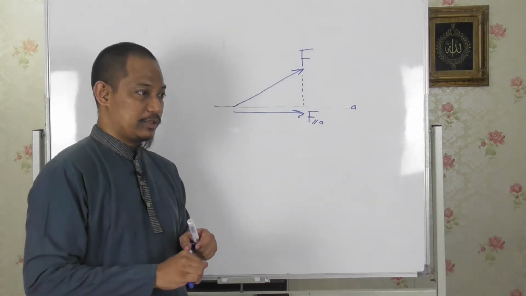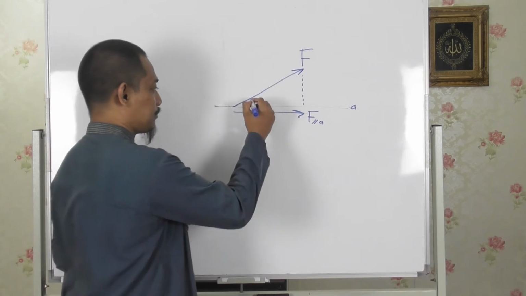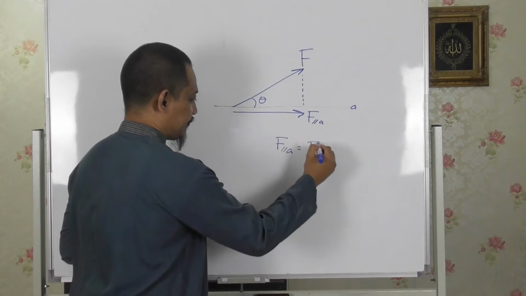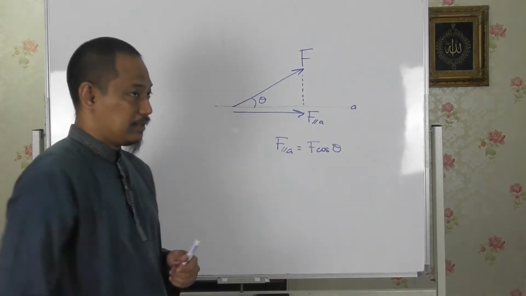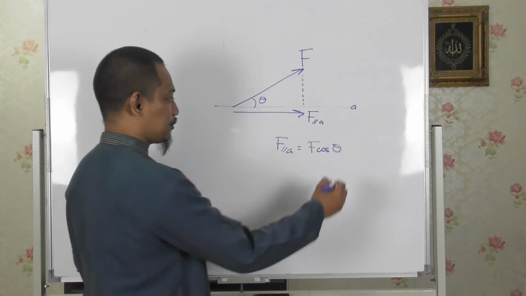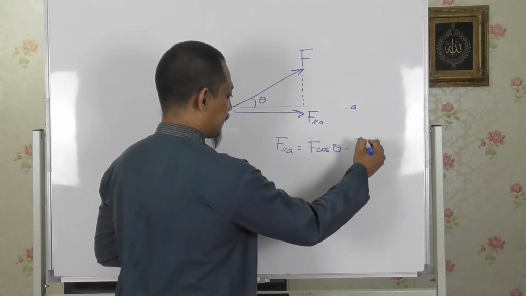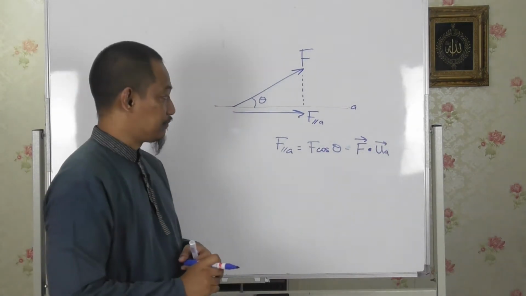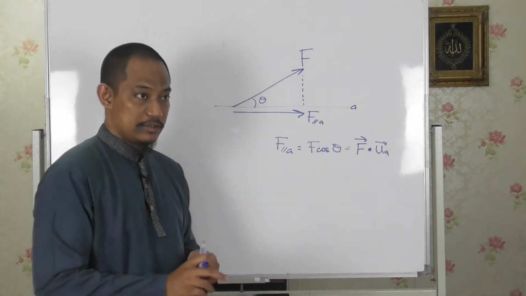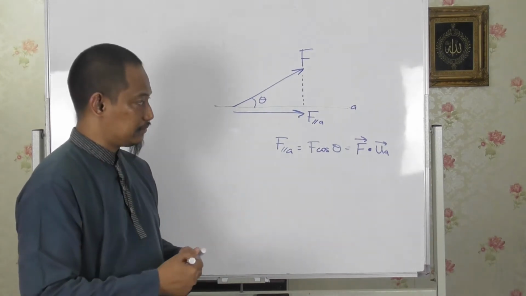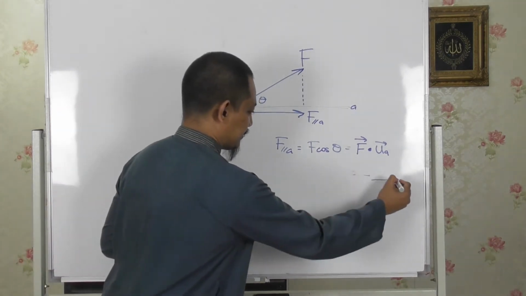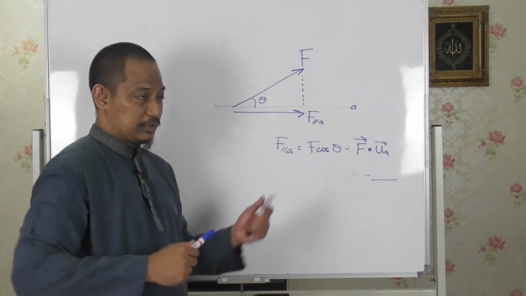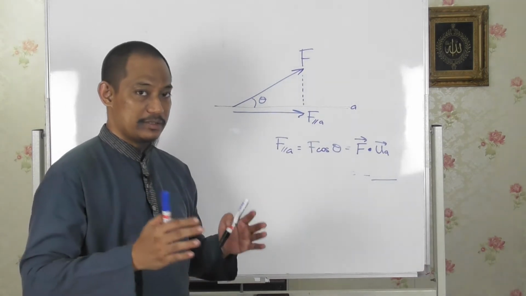There are 2 ways that we have learned to calculate it. One is if you use theta, then simply F parallel A is F cos theta. But of course, if you use vectors, you can also calculate by using F vector dot the unit vector of A. If you are doing any of this, is there a possibility of having a negative answer? In fact, it is possible. So if this happens, what does it mean?